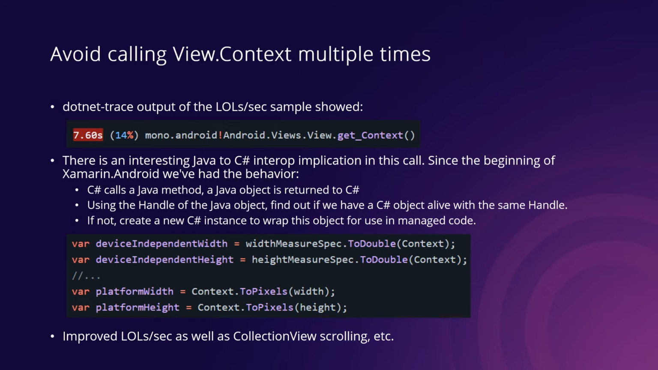And so this type of fix improved the number of LOLs a second we got in the app I mentioned way earlier, as well as things like CollectionView scrolling. So this is a good change, right?